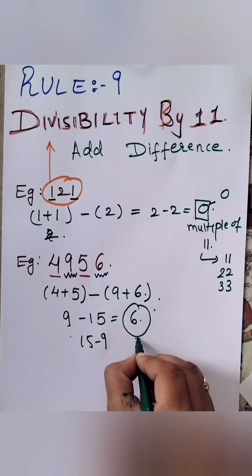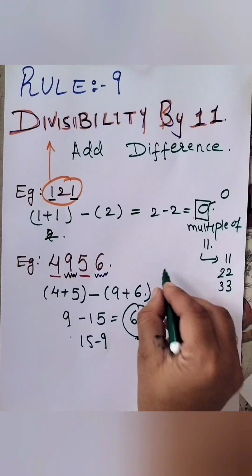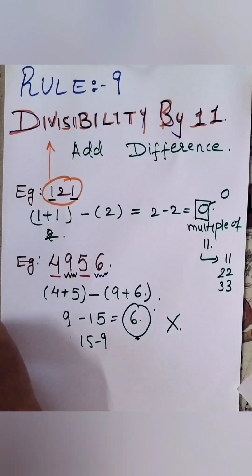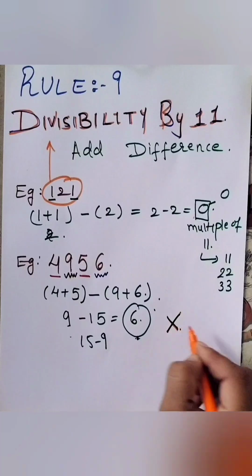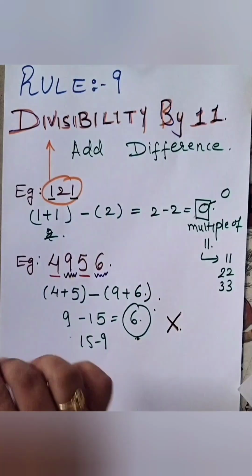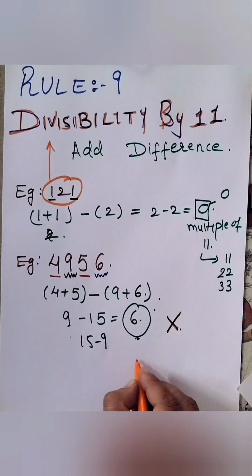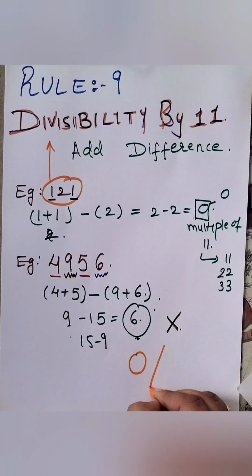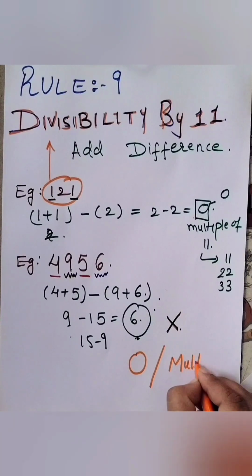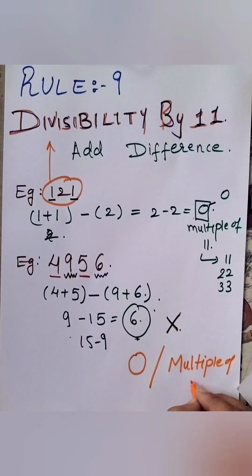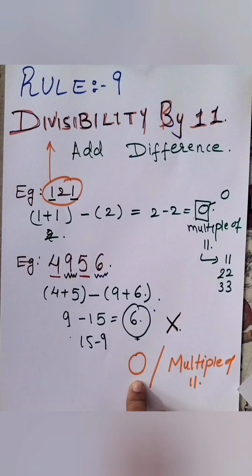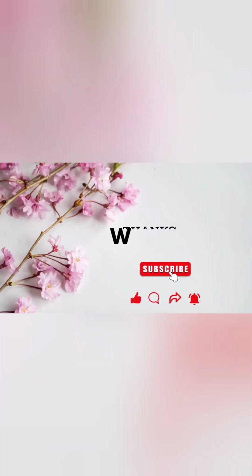So the difference here is 6, so this is not a multiple of 11, it is not divisible by 11. So I hope you understand the divisibility by 11. What I should have is either 0 or a multiple of 11, when I take the sum of alternate digits and find the difference. If my answer is 0 or a multiple of 11, then only the whole number is divisible by 11.